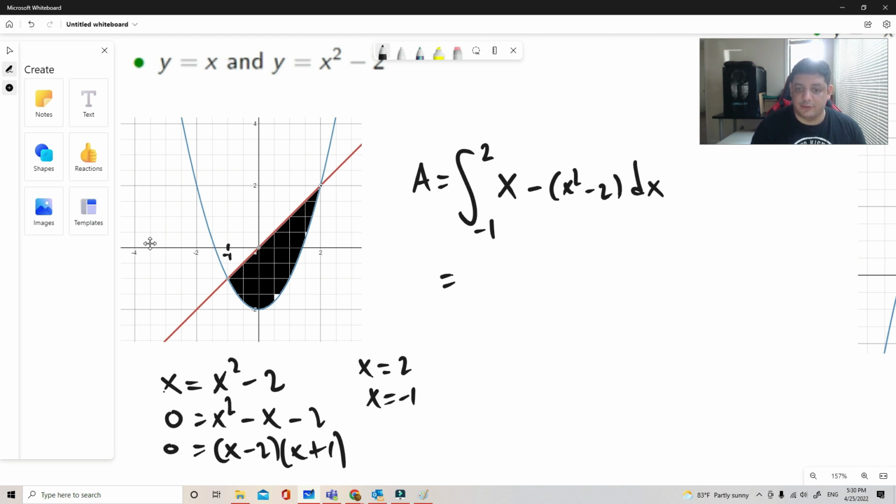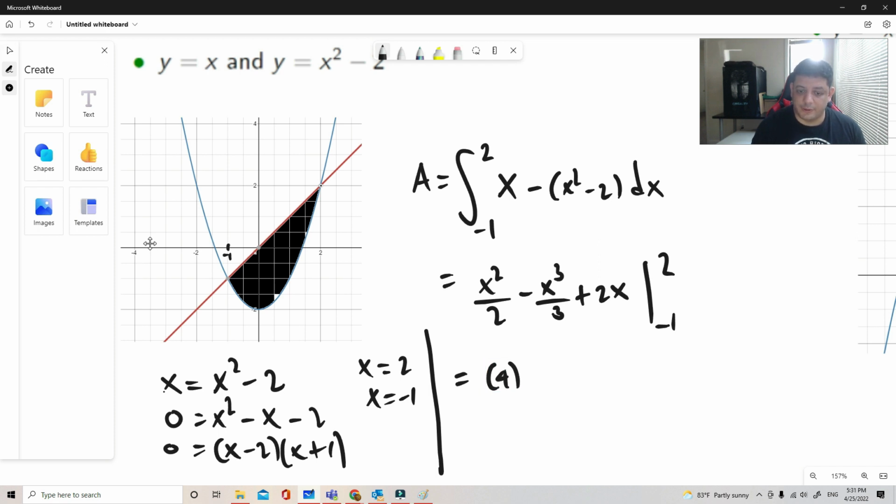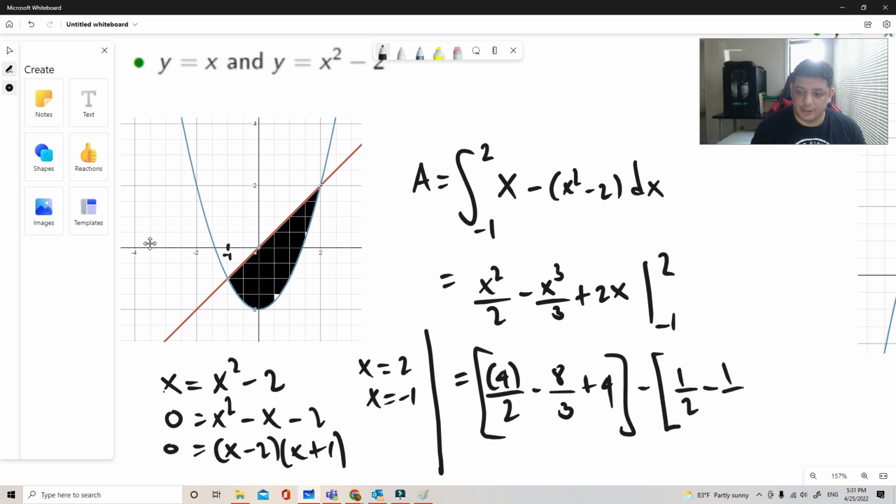The next part is only using the fundamental calculus theorem. And so this is going to be x squared over 2 minus x cubed over 3 plus 2x. This is the integration of this between minus 1 and 2. And of course, we plug in 2 and then we plug in minus 1. So we get 4 over 2 minus 8 over 3 plus 4, minus, and then we plug in minus 1. We have 1/2 minus, minus 1 cubed is going to be minus 1, so we get a plus here, 1 over 2 and minus 2 over here.